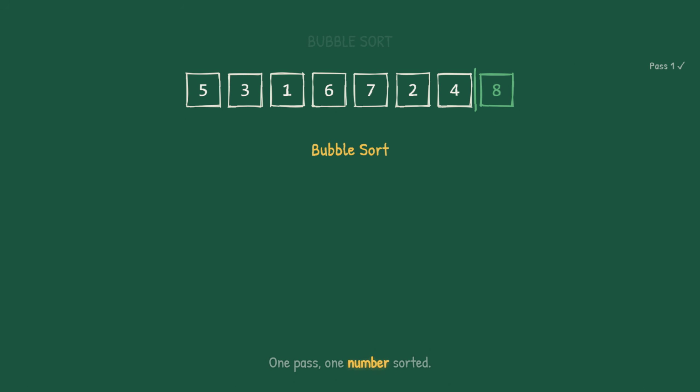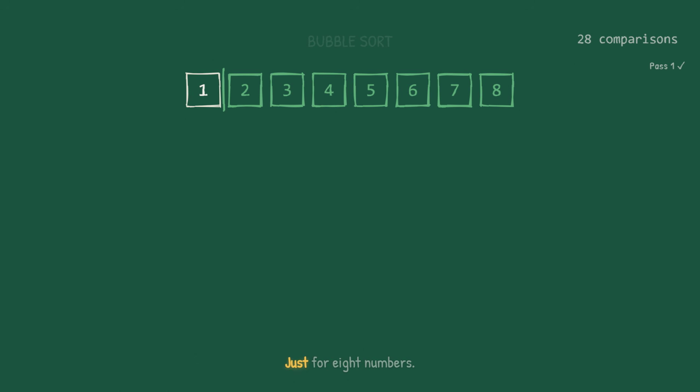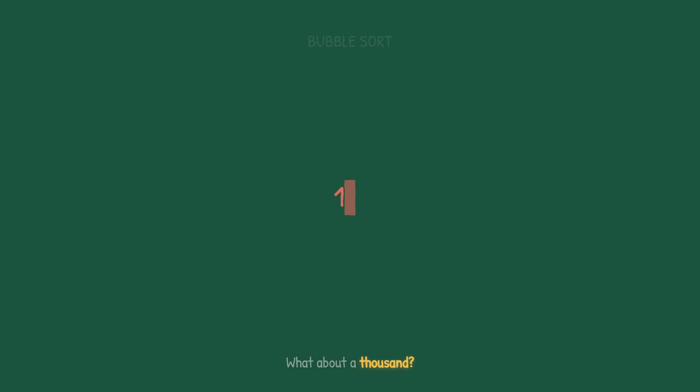One pass, one number sorted. Pretty simple, right? But here's the thing. We sorted one number. There are still 7 left, so we go again, and again, and again. 7 passes, 28 comparisons, just for 8 numbers. What about 1,000? That's n squared, and that is terrible.